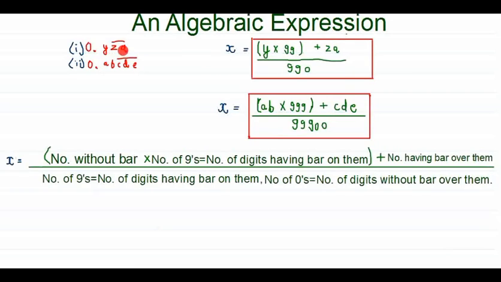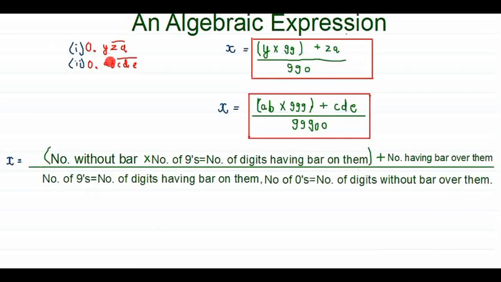is having bar over it. So in this case we have to find the fractional form of this. So which is equal to x. So x is equal to y. So as you can see, number without bar. So here y is without bar, so I have taken y multiplied by 99. So here you can see number of 9. So there are two numbers, okay, is equal to number of digits having bar over them.